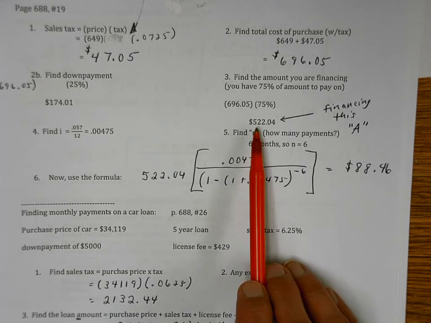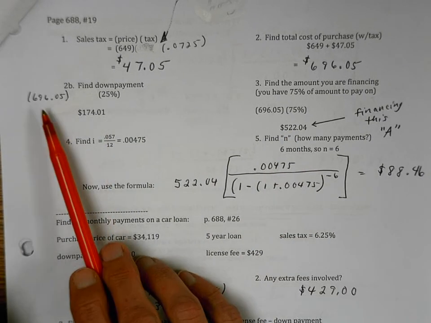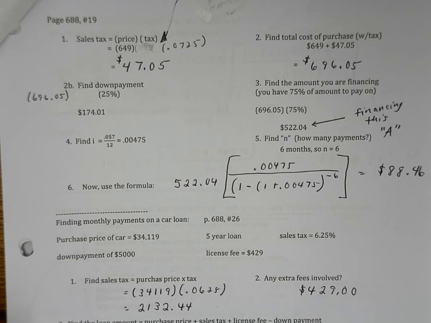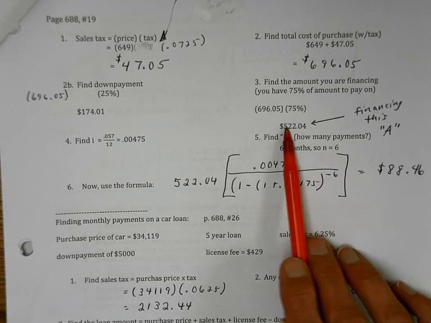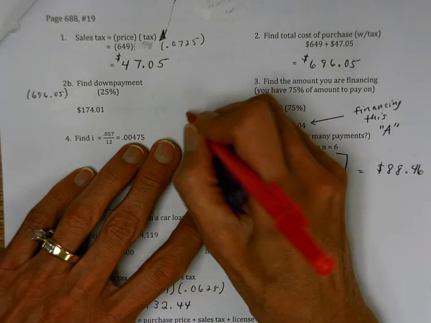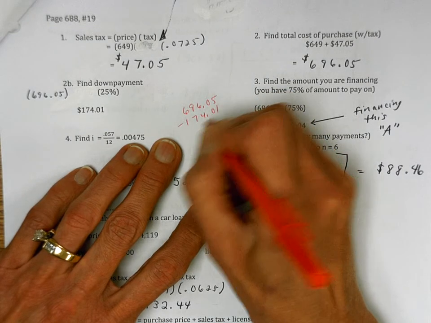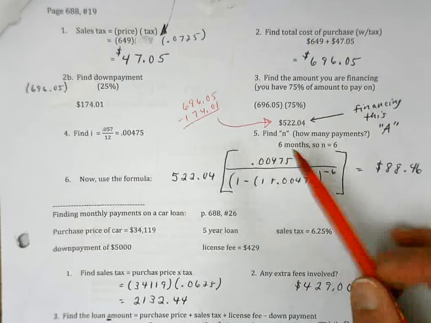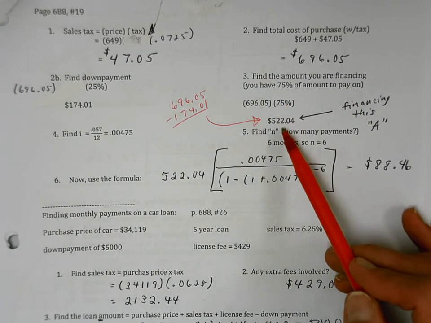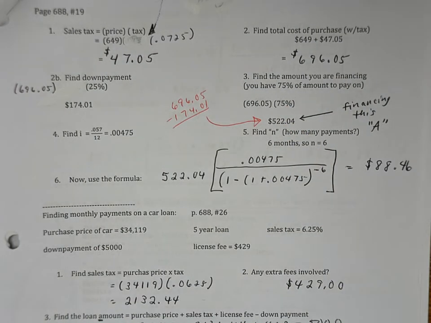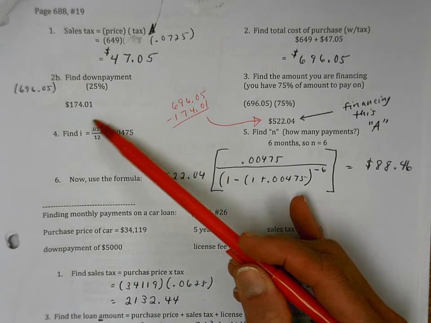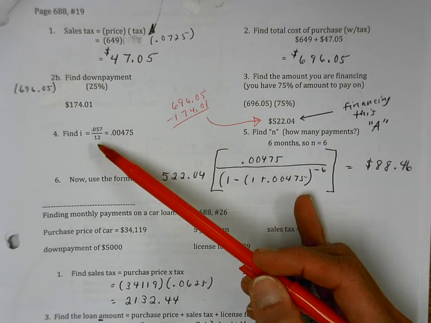Now a quick way that we could have gotten this, ladies and gentlemen, you could just go 696.05, let me put this on my calculator here, and you could just subtract the 174.01 and you'll still get this, okay? So either way, let me put both ways down here. Minus 174.01, that gives you this, or you can say you're paying 75% of this, okay? So, alrighty. Step 4, before we can use that big equation, we always have to find our I value. So we take our R, our rate that they gave us, divide by 12, and here we go.